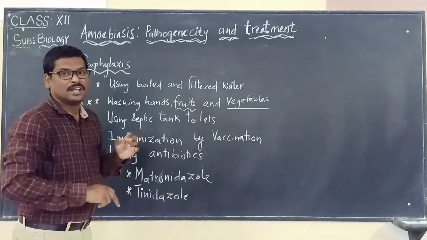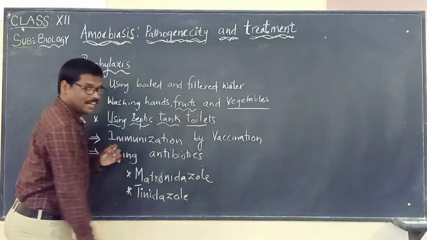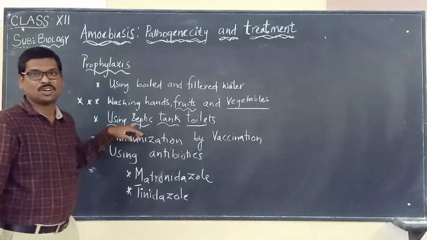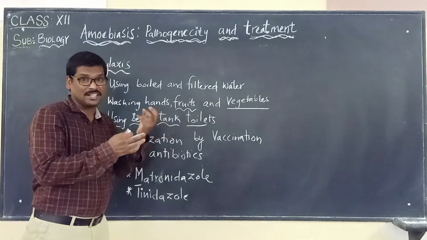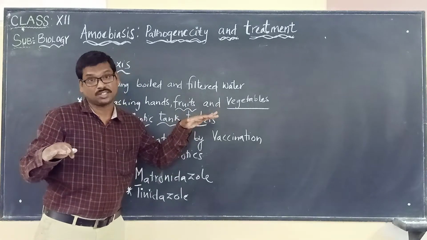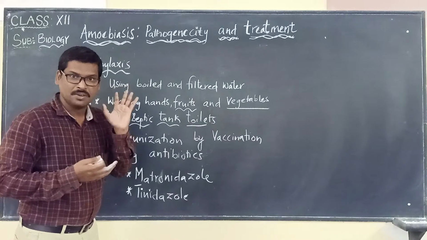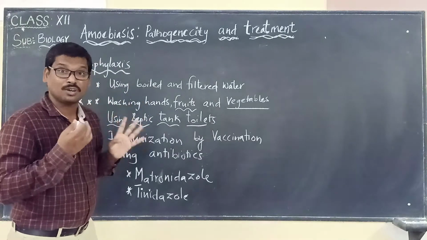So that's why we should always go for what? Using septic tank toilets. So that this disease causing pathogen is not exposed on the surface of the soil, where it can be easily carried by mechanical vectors like flies and cockroaches.